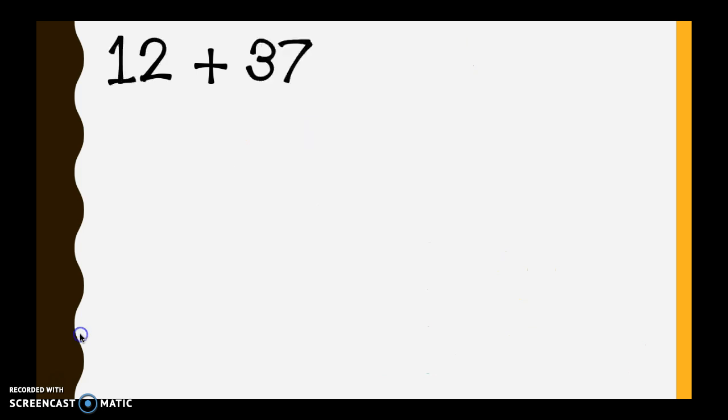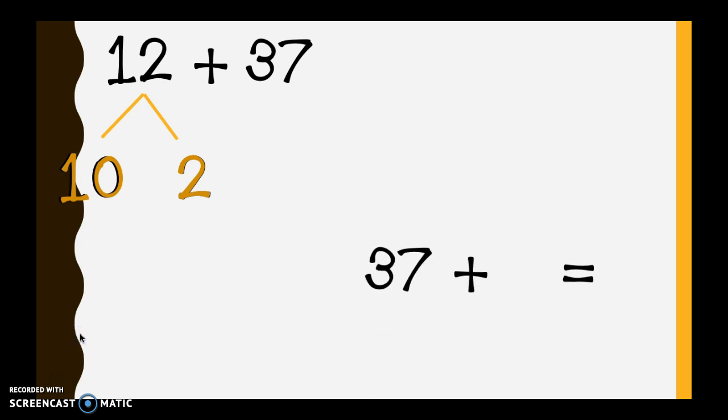Let's try another one. Okay, we have 12 plus 37. Now, friends, which number are we going to break up into two parts, into tens and ones? Oh, good. I hope that you said 12 because 12 is the smaller number. So that's the one we're going to break up. Now I'm going to start with 37, and I'm going to add one of the parts of 12. So let's add the tens first.